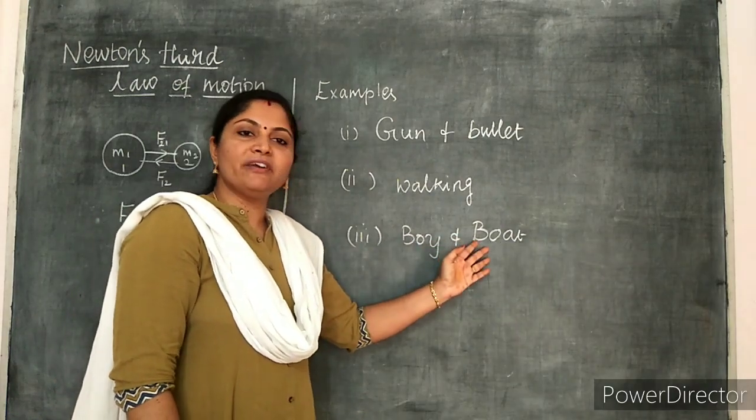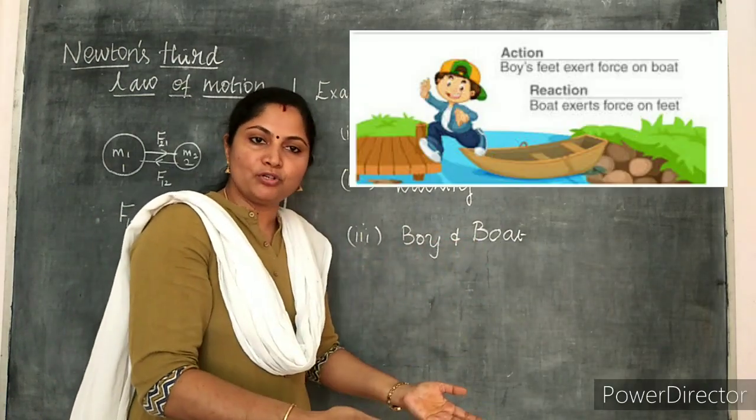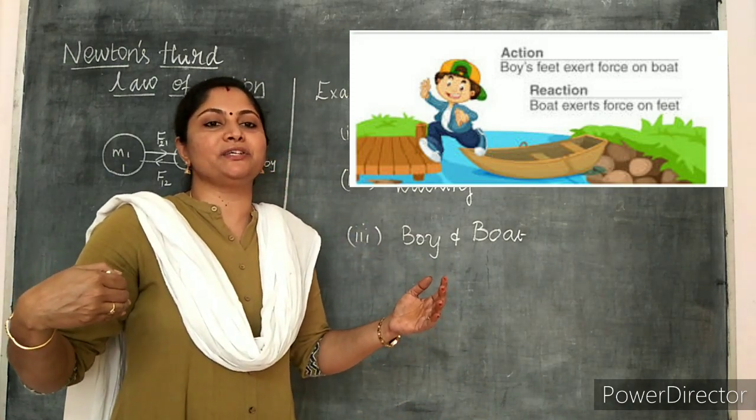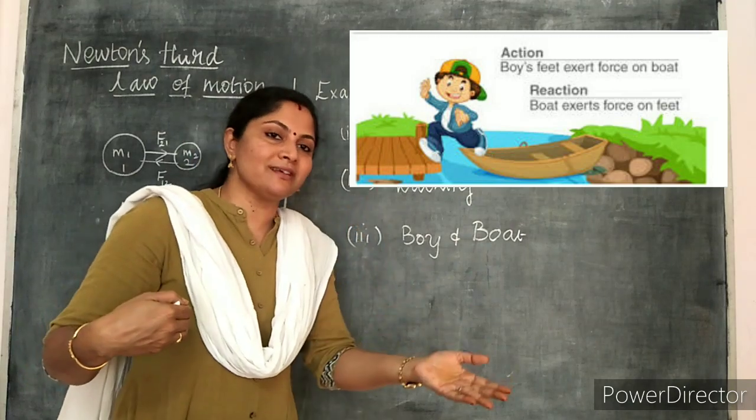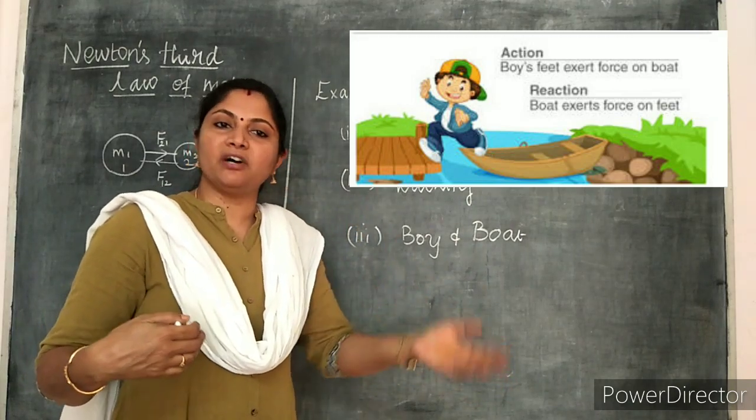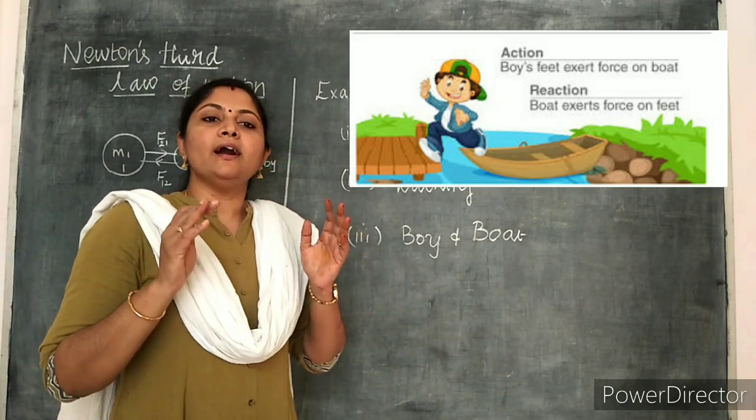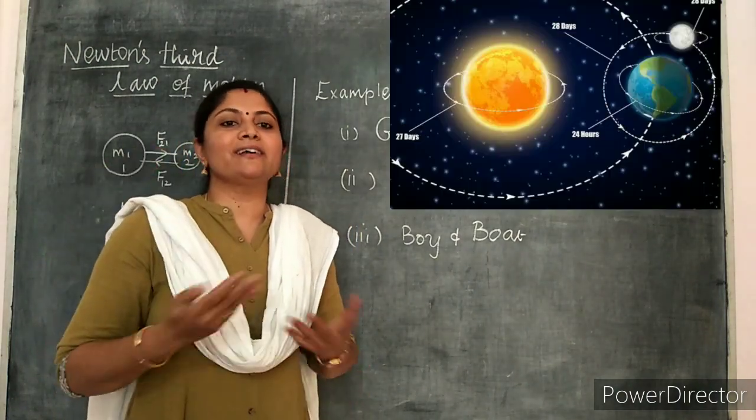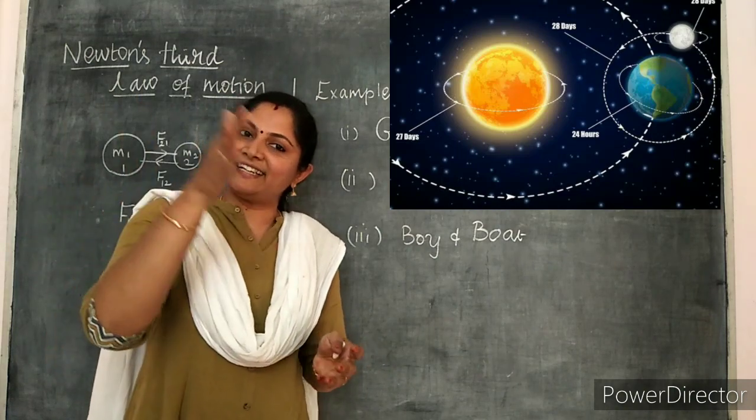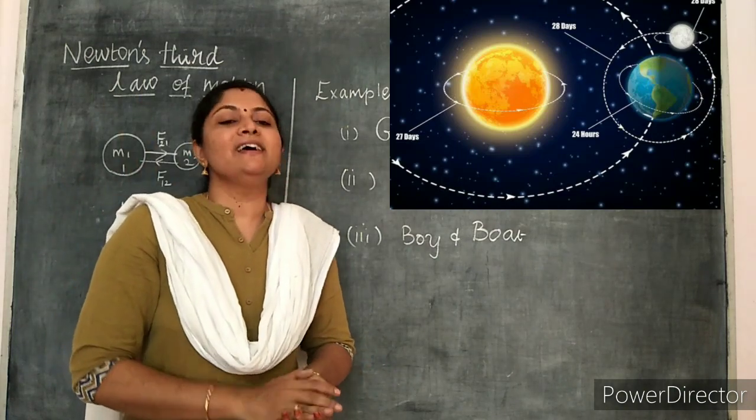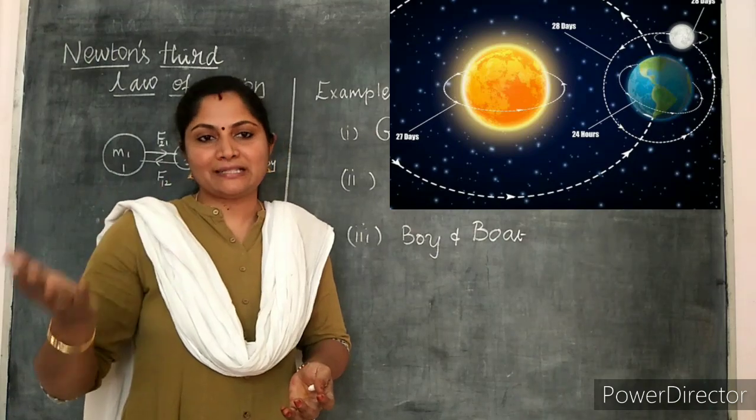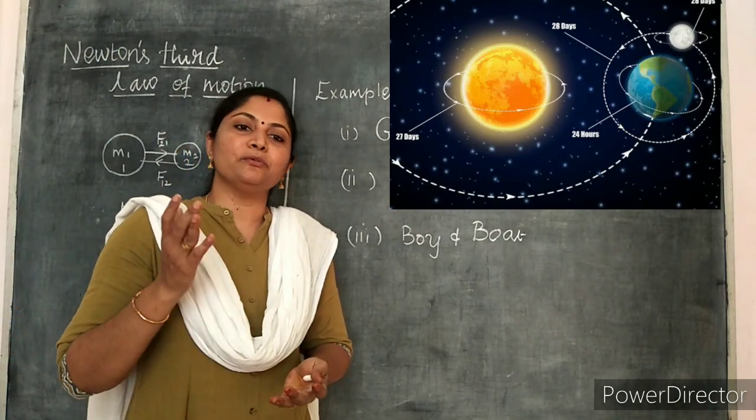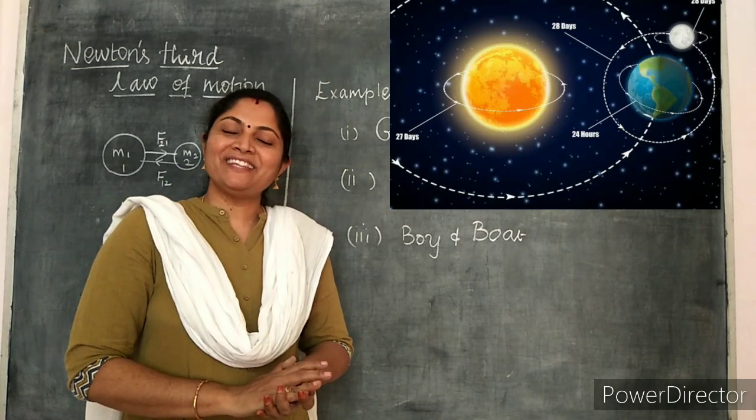Boy and boat. When a boy jumps from the boat, he exerts a force on the boat in the backward direction. At the same time the boat exerts a force on the boy in the forward direction. Another example we can see is the gravitational force between the planets and the sun. The sun exerts a gravitational force on the planets. At the same time the planets also exert a gravitational force on the sun, that is said to be the reaction. Okay, so that's all.